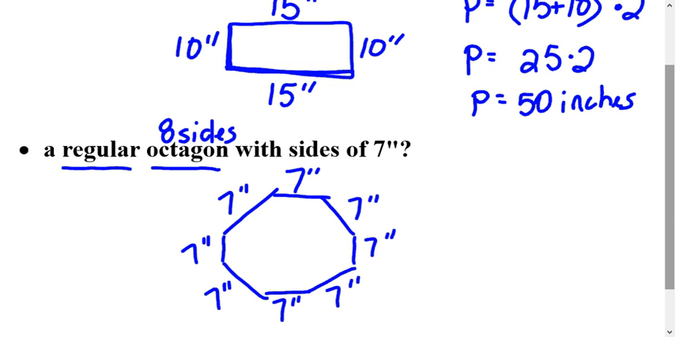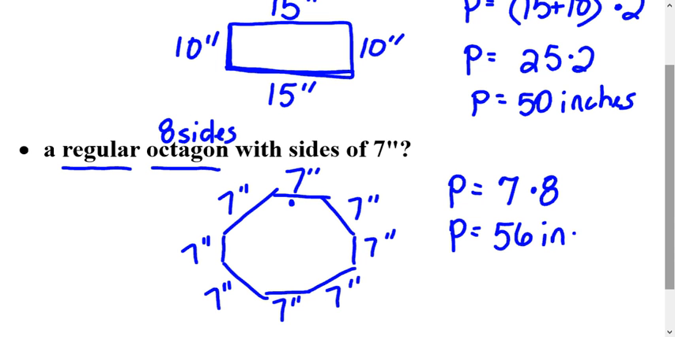Now I could take time and add all those 7s together, and I'd start with this one and say 7 plus 7 plus 7 plus 7 plus 7 plus 7 plus 7 plus 7. But remember that repeated addition is the same as multiplication, so really it's 7 8 times. So my perimeter, 7 times 8 is 56. So my perimeter is 56 inches.